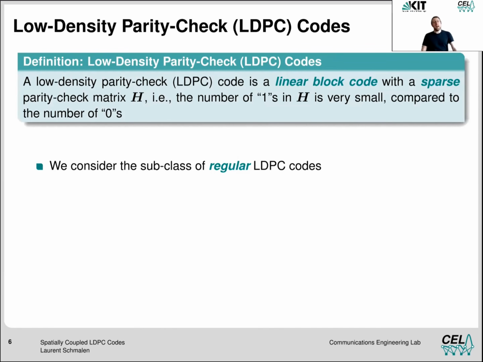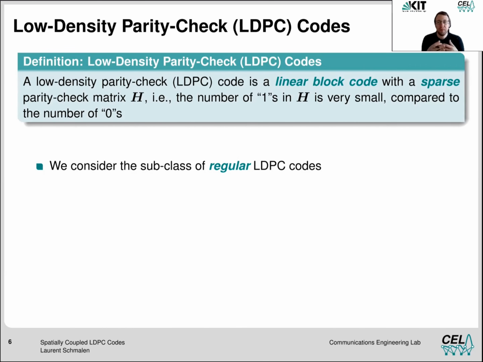We are looking at one very specific subclass of linear block codes, which are extremely popular these days, and these are linear low-density parity check codes, or LDPC codes. An LDPC code is a linear block code where the parity check matrix is sparse, which means the number of ones in H is small compared to the number of zeros.